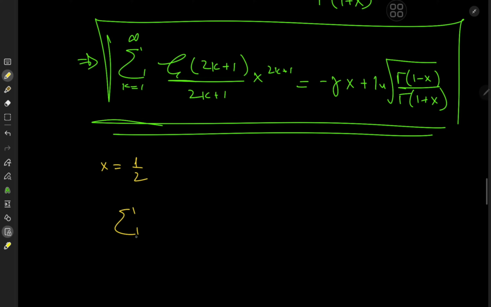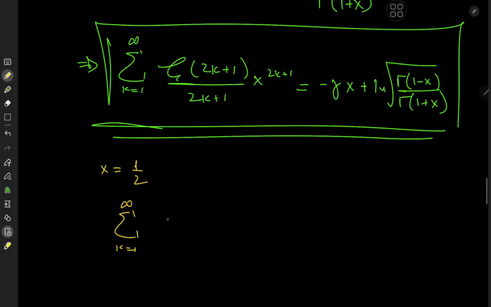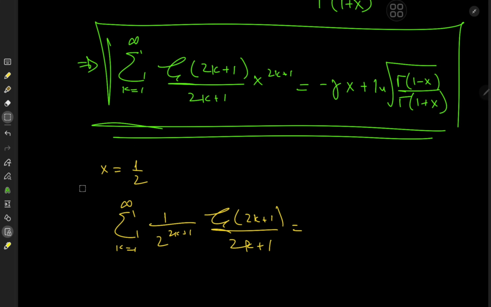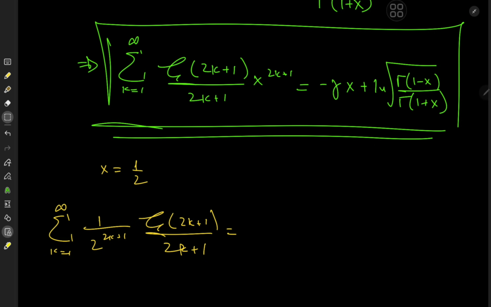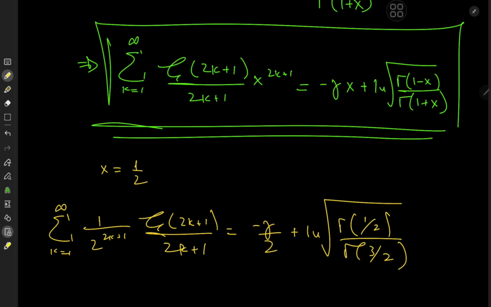And by that token, we have the sum over k from 1 to infinity of 1 over 2 to the 2k plus 1 times zeta 2k plus 1 over 2k plus 1. And come to think of it, I do have quite a few videos involving the zeta function being evaluated at even arguments, but this is, I think, the first time I have one involving odd arguments only, and I think that's dope. Anyway, so we have negative Euler-Mascheroni over 2 plus log root gamma 1/2 over gamma 3/2.